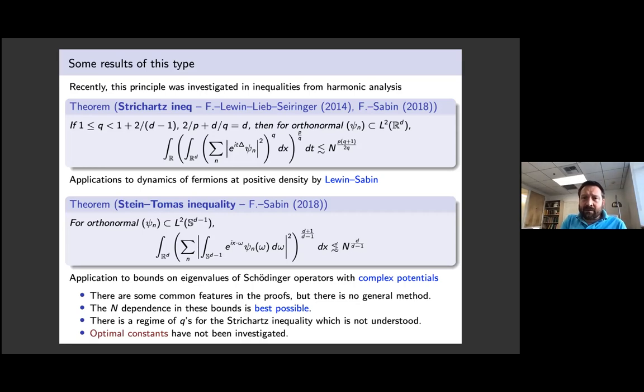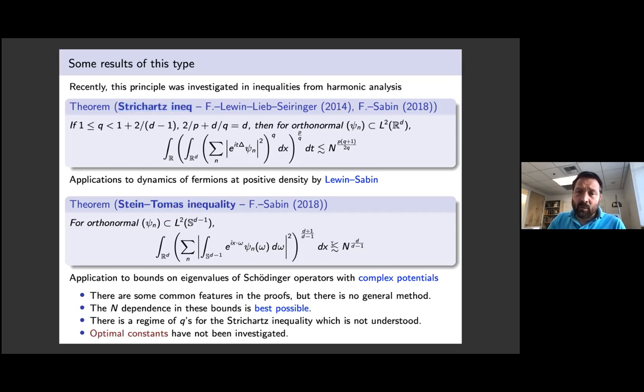There's a mathematical similarity between these two theorems. Namely, you can rephrase the Strichartz inequality as a restriction theorem to the parabola. You think of functions as defined on the parabola. That's a parabola in space-time given by the dispersion relation of the Laplacian. And in that sense, they're actually pretty similar.